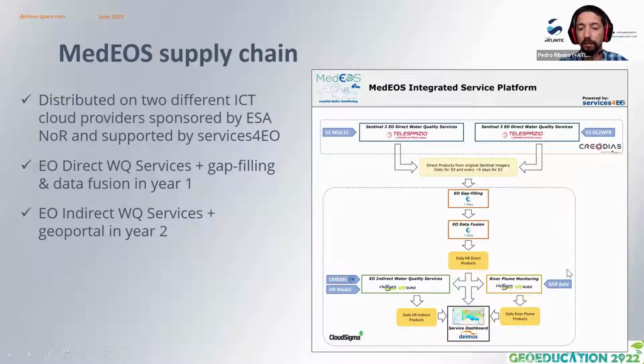The rest of the system, the indirect services and the web portal, will only be deployed in the second phase. So for the first phase, the results from indirect water quality are being generated offline, not in the system, not in these cloud resources.